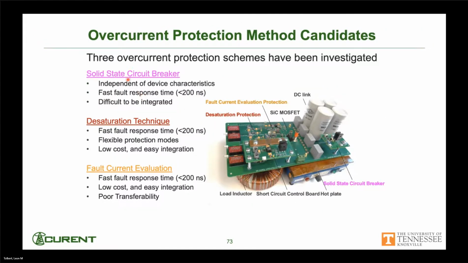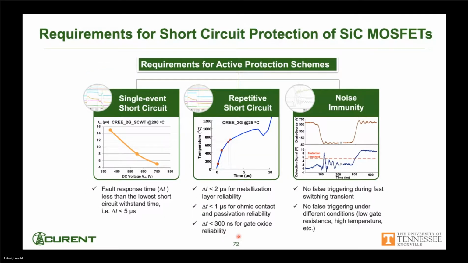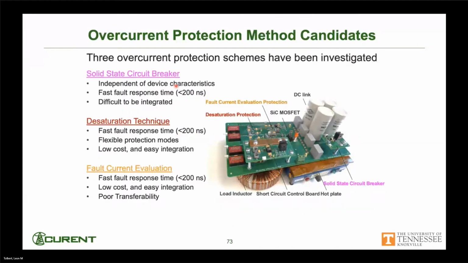So one of my students looked at some different protection schemes like solid state circuit breaker, DSAT technique, and then something he called fault current evaluation. All of these were able to be pretty quick, able to protect in less than 200 nanoseconds. We mentioned the 300 nanoseconds was our goal, and so they all were able to meet that goal.